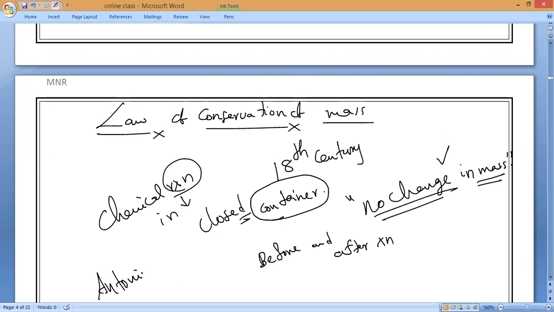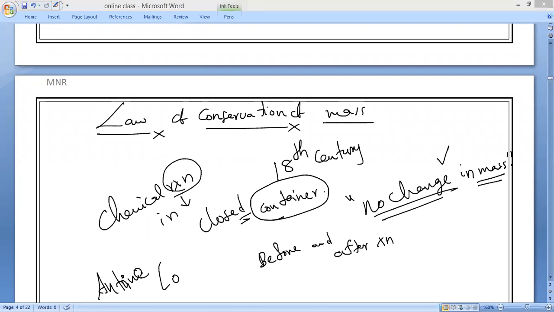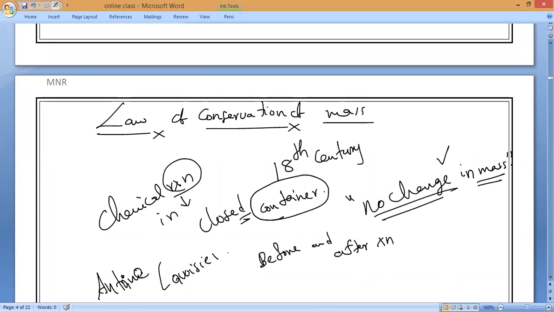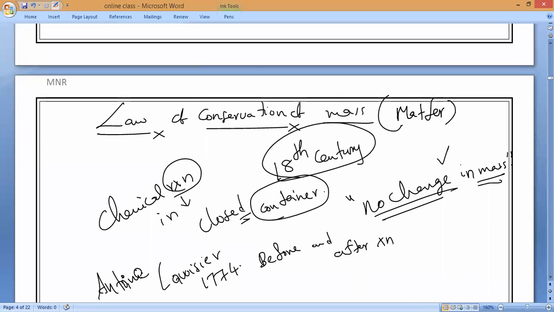Antoine, A-N-T-O-I-N-E. Lavoisier, L-A-V-O-I-S-I-E-R. Antoine Lavoisier, in 1774, that is the 18th century. So he is the first one who proposed the law of conservation of mass, or another name, the law of conservation of matter. All of you should remember.